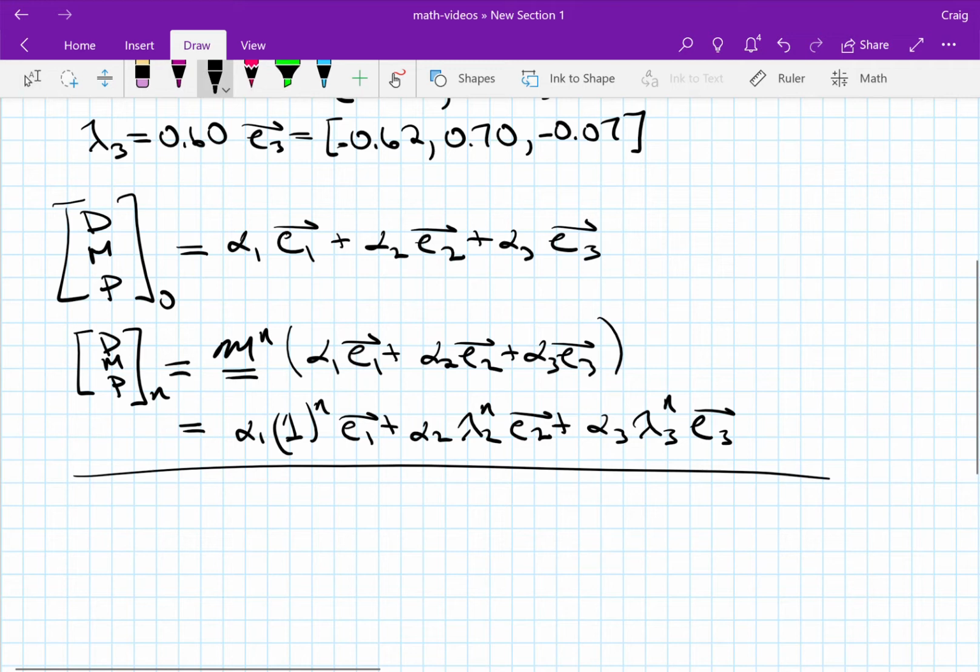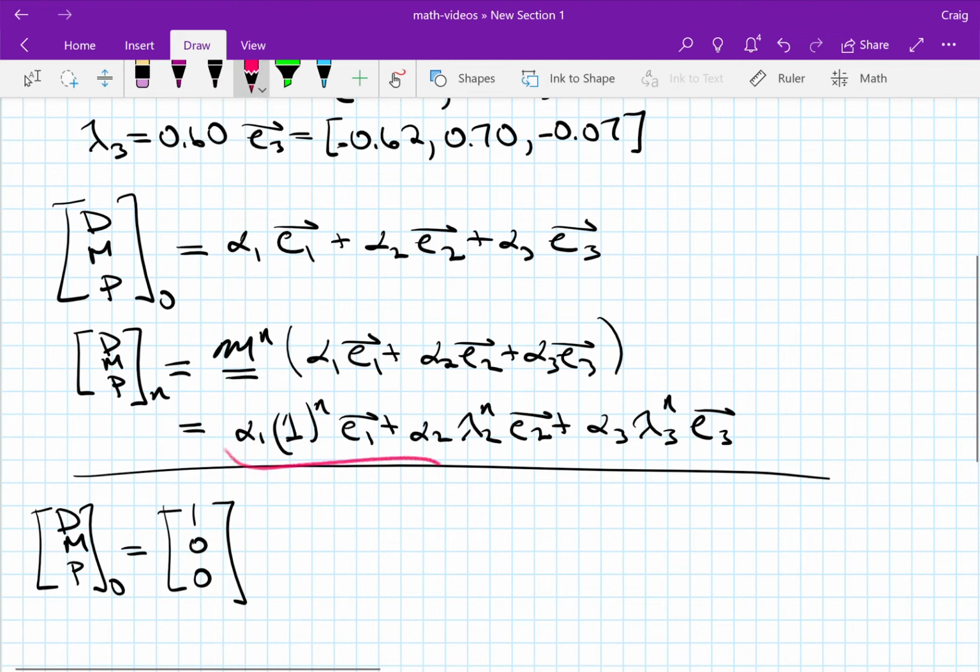So the initial population would be 1, 0, 0. So now our main goal, this is a very general expression we have here for the population vector at any other time, but we still have to find the initial population expressed in terms of alpha 1, alpha 2, and alpha 3, and that will be a linear algebra problem.